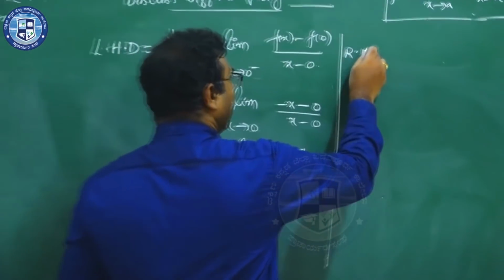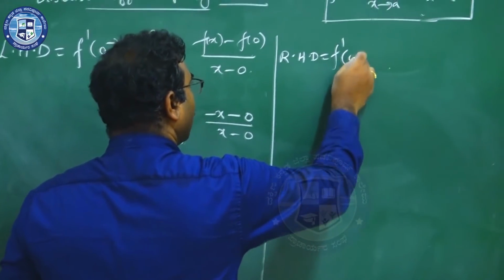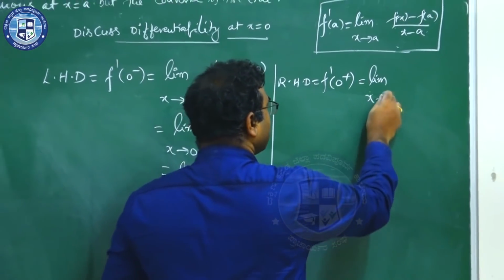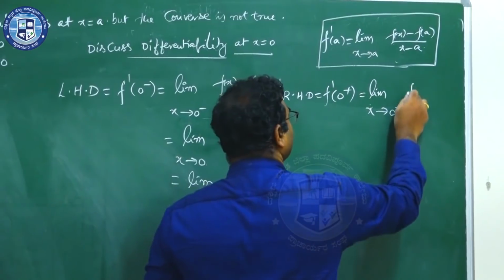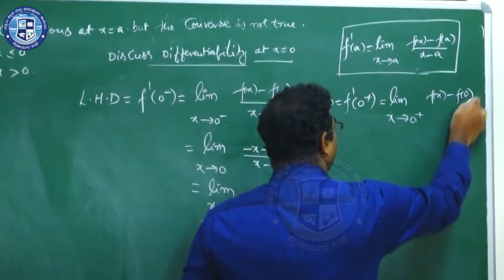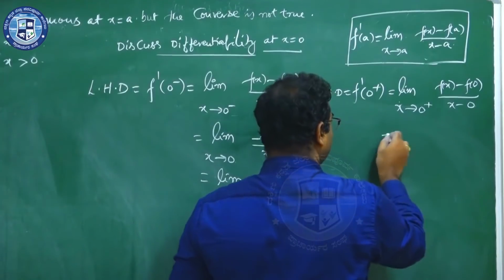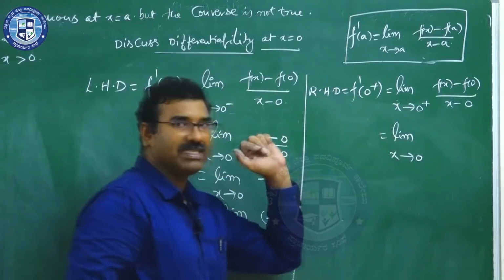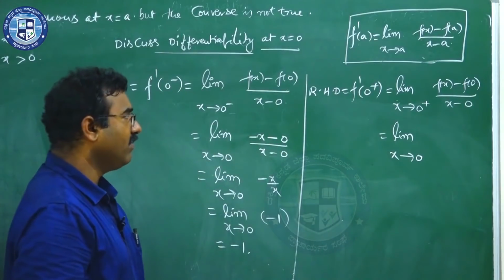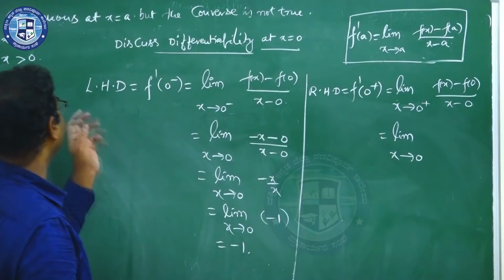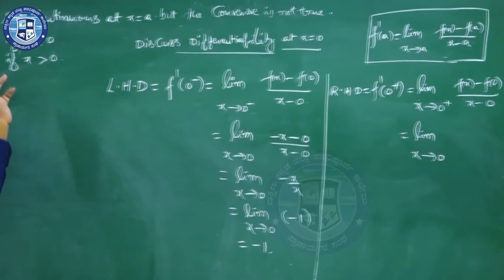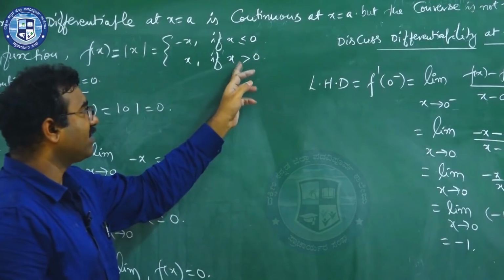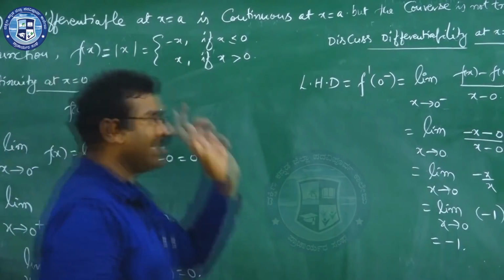RHD, right hand derivative, f dash of 0 plus, limit x tends to 0 plus, f(x) minus f of 0 divided by x minus 0. So x is approaching 0 from right, that means x values are more than 0. When x is more than 0, the function you have to take is x here.